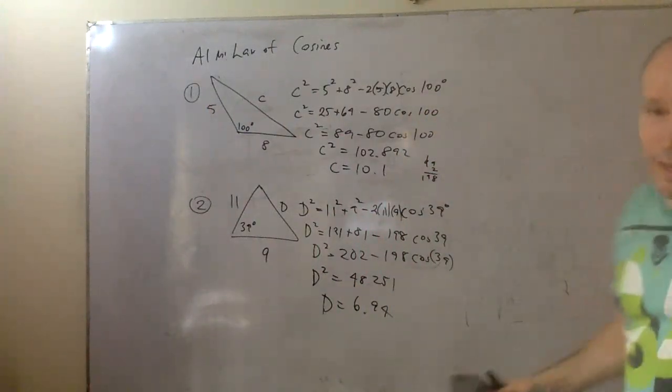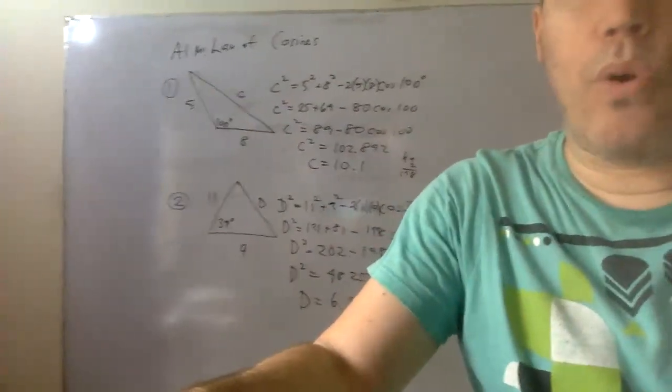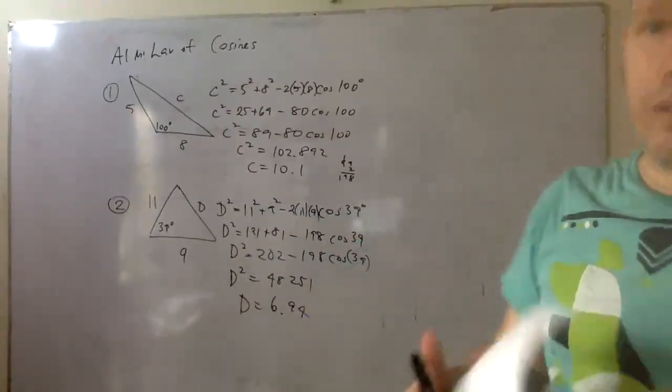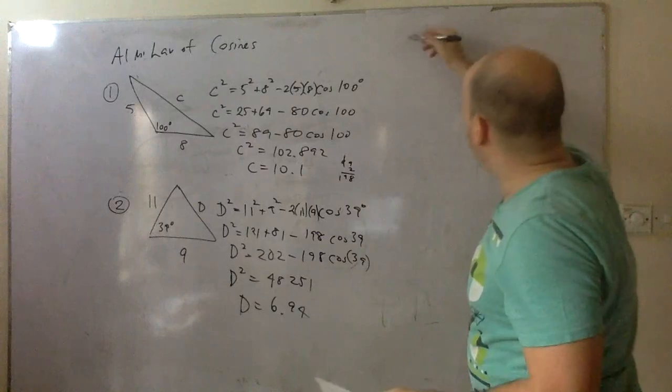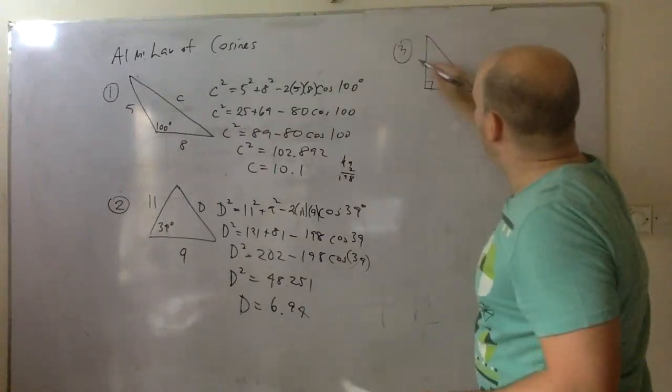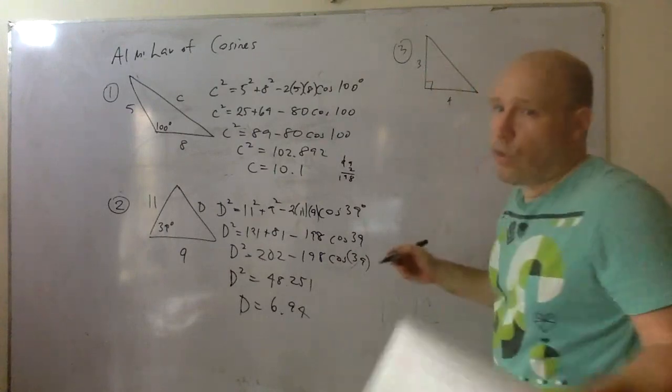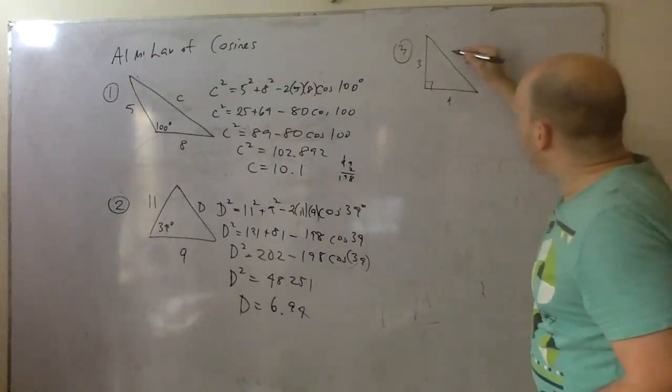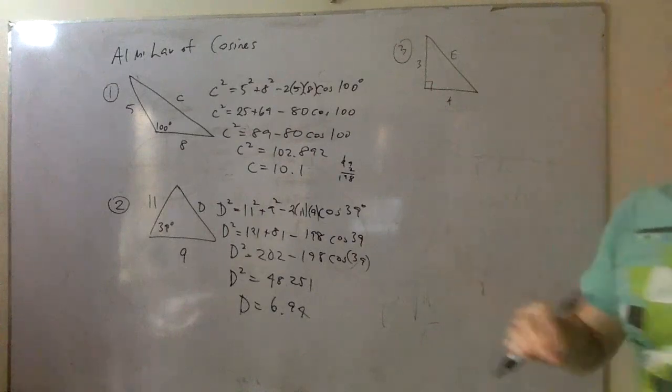Does this work for right triangles? Yeah, the answer is yes. Let me move the camera over. Does it work for right triangles? Okay, well, you know what? Number 3. Here's a right triangle, with sides 3 and 4. Let's use the law of cosines to find side E.